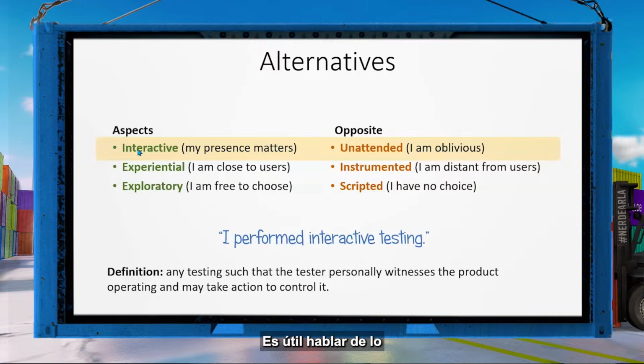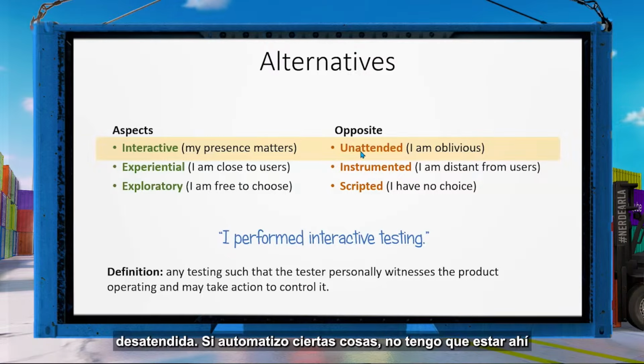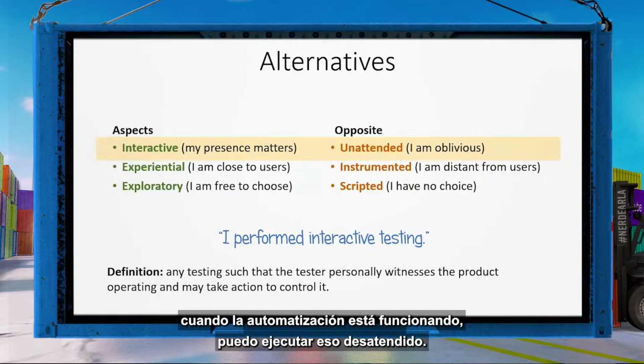It's useful to talk about the opposite of interactive testing. The opposite of interactive testing is not automated testing. It's unattended testing. So interactive versus unattended. If I automate certain things, I don't have to be there when the automation is running. I can run that unattended.